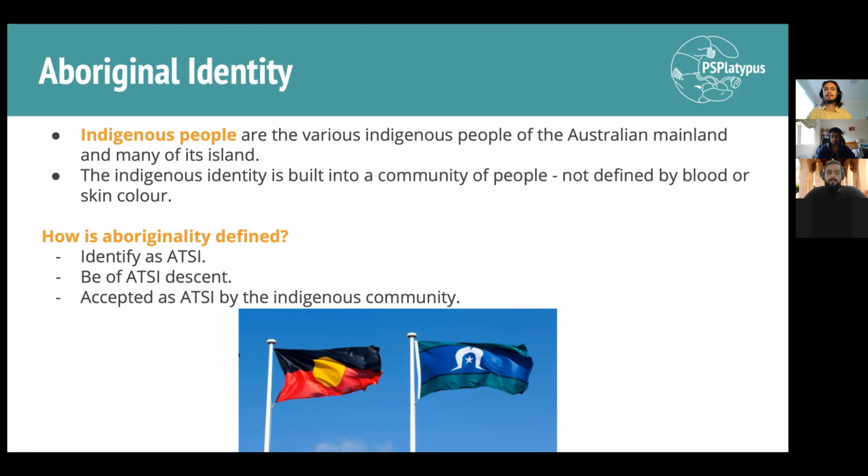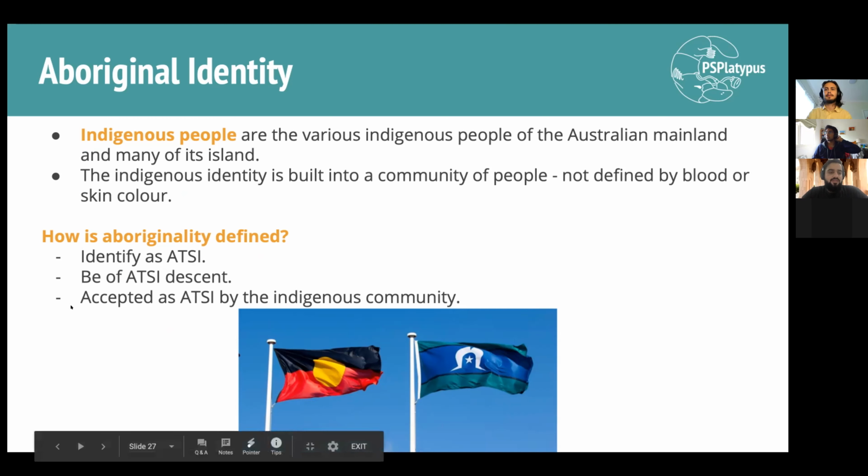First of all, the person, him or herself, needs to identify as indigenous, Aboriginal or Torres Strait Islander. Then they need to be of Aboriginal and Torres Strait Islander descent. And finally, they need to be accepted by the indigenous community. They are not defined by skin color or blood. They just need to have these three things.